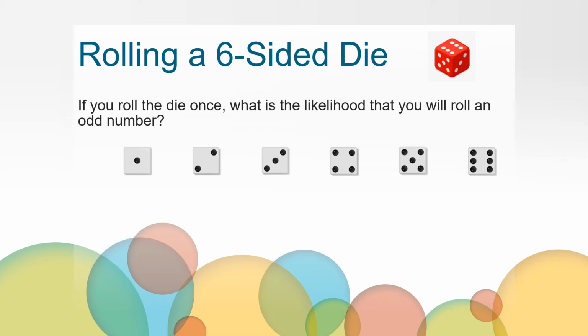What are the numbers that are not odd? Yeah, 2, 4, and 6 are even. They are not odd. So there are 3 possible numbers that you could roll that are not odd. And the likelihood of rolling an odd number is equally likely as rolling an even number.